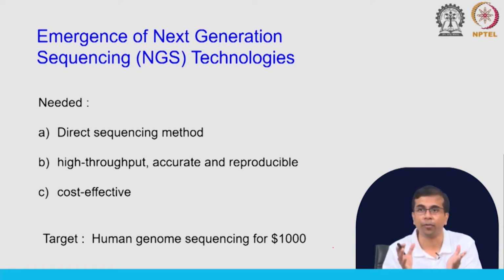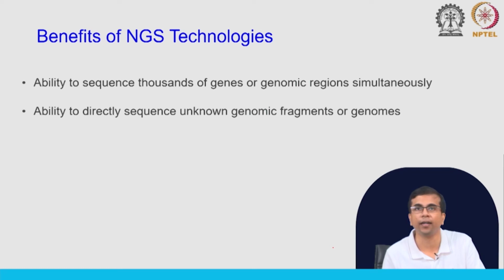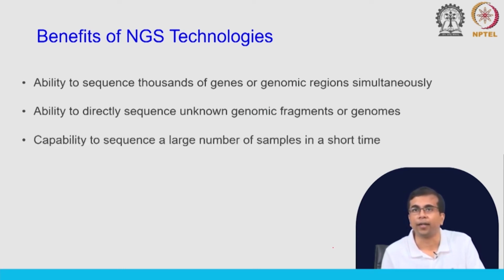Okay. So, we are there actually already, we have reached that goal, and the goal is to take this cost down further. So, what are the benefits of NGS technology? NGS technologies is simply scaling up the whole process of sequencing, right, and making it high throughput. What it does is, it can sequence thousands of genes or genomic regions simultaneously instead of just one gene fragment that we have seen in Sanger sequencing. It can sequence unknown genomic fragments, because this is a direct sequencing method, it does not rely on hybridization. It can process a large number of samples in a very short period of time.